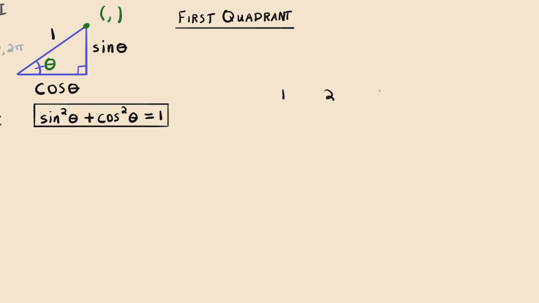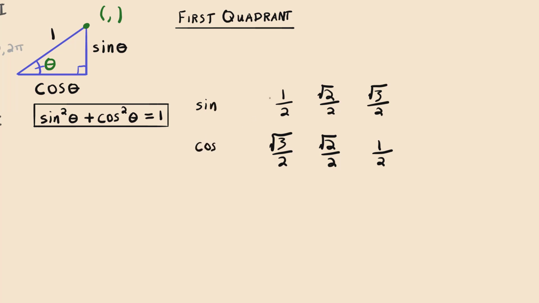First, you're going to write 1, 2, 3, and then you're going to write 3, 2, 1. Everything gets a 2, and everything gets a square root. Square root of 1 is just 1, so you don't have to worry about that. This is sine, and this is cosine. Sine starts from 0 to 1, and cosine starts from 1 to 0. The angles are 0, pi over 6, pi over 4, pi over 3, and pi over 2.